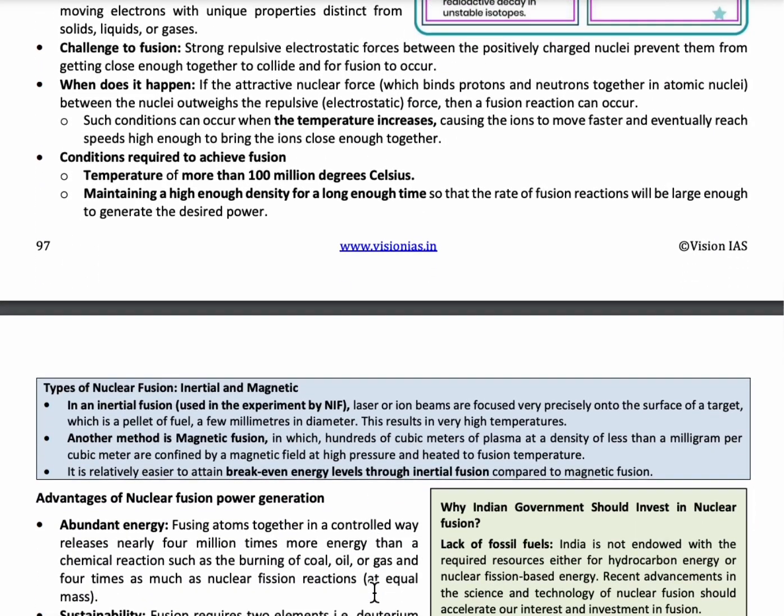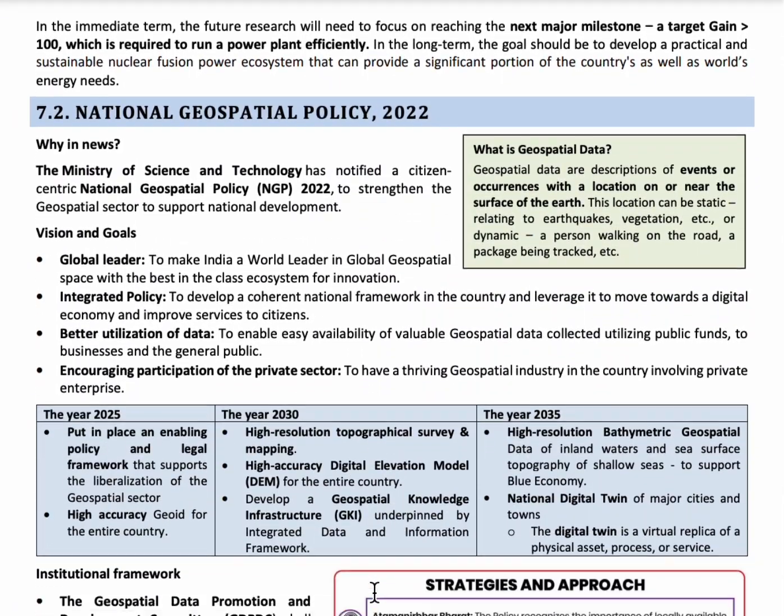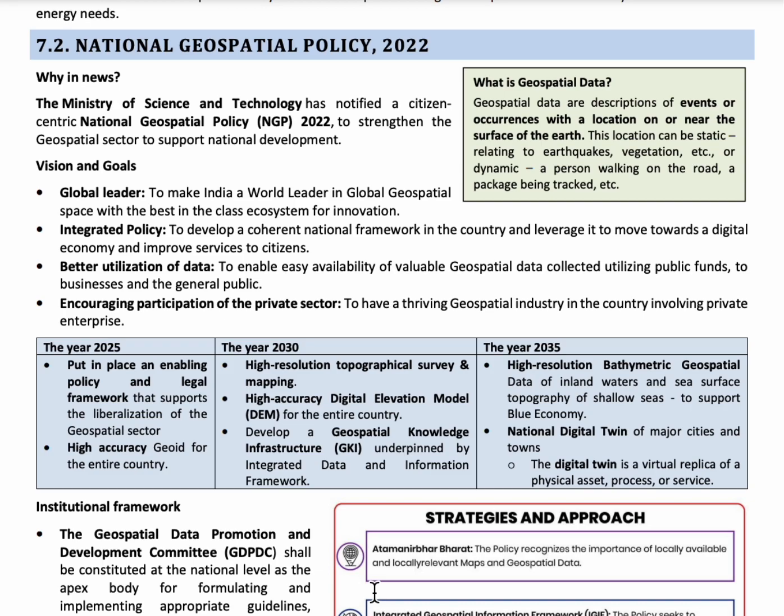The next topic is National Geospatial Policy 2022. Geospatial data is the description of events or occurrences in a location on or near the Earth's surface. Strengthening the geospatial sector is very important for national development. The Ministry of Science and Technology has notified the Citizen-Centric National Geospatial Policy 2022.